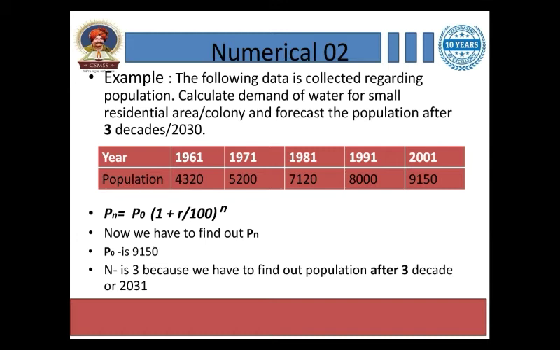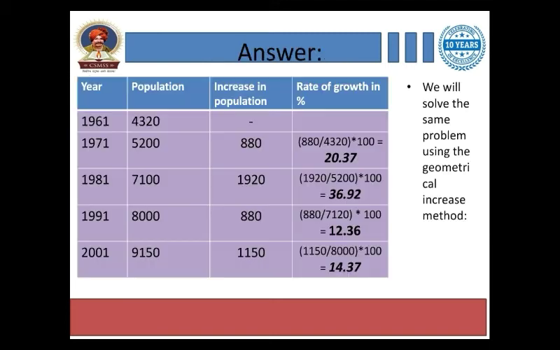Now here we have to find out Pn. We have P0, which is 9150, and n is the number of decades, which is nothing but 3, right? It means by the end of 2030. So how to calculate? Look over, in column 1 the year is given, in column 2 the population is given, in column 3 the increase in population. We studied this column in the previous lecture also, right? How to calculate the increase? You have to subtract the population of 1961, which is 4320, from the population of 1971, which is 5200, right? We have to do it in this column.